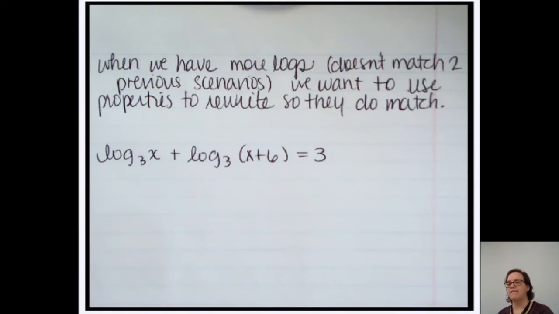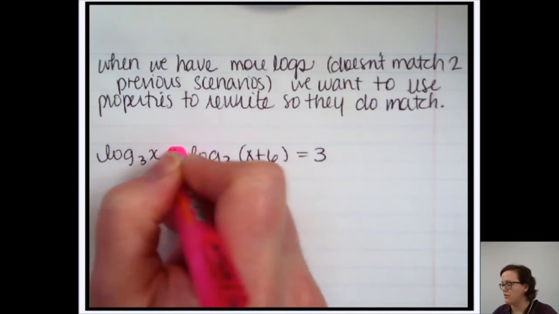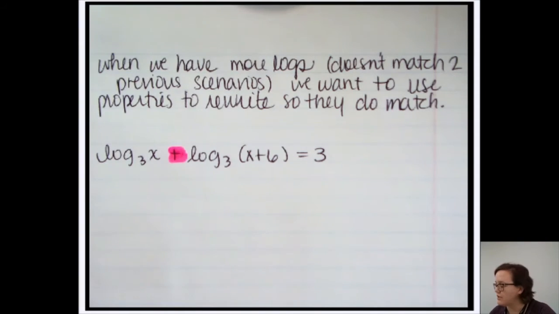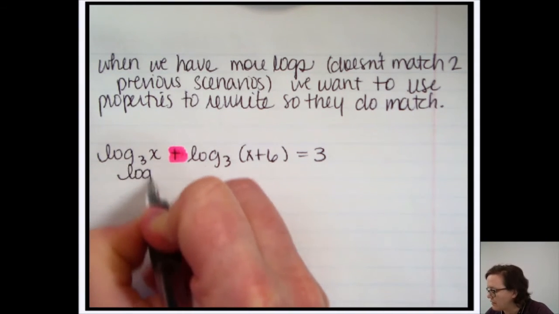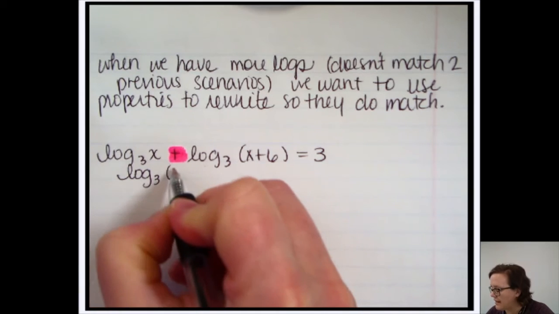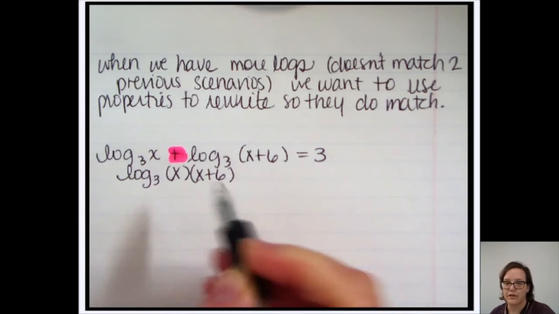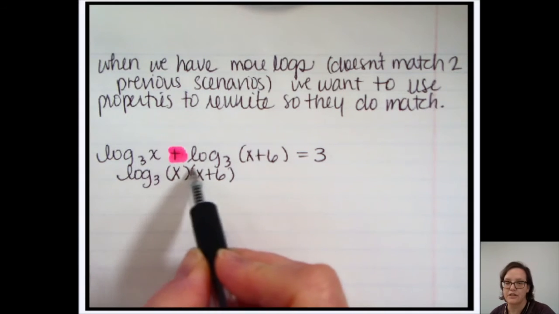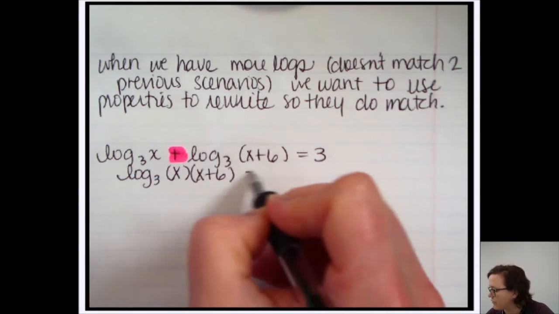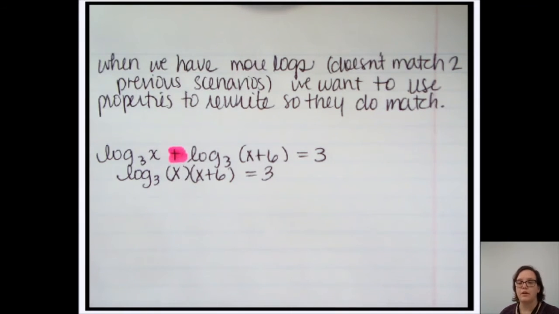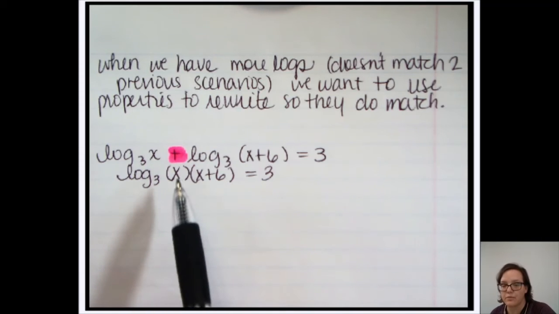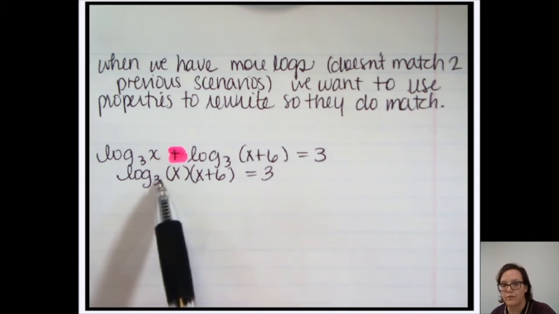Okay, and if we think about that first problem that we did at the beginning of class, where we had a plus, do you remember what we did? All we had to do was change that to a multiplication. Okay, so let's change that to a multiplication. So we take log base 3, and we have x times x plus 6. Okay, so we're going to change that plus into a multiplication, since we have a single log, equals 3. So that's all we had to do, because of the rules, plus turns into a minus when we have a single log.